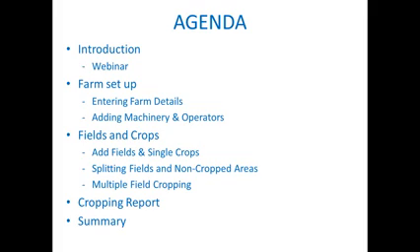Finally, I'll show you what information can be generated out of CropWalker. That's via a cropping report, which gives you information about your field and crops that you can share with your advisor or with your farmer or print for your own records. Then I'll just sum up everything we've gone over and answer any final questions. Just to note, after each section, so after the farm section and then after the fields and crops section, I'll be pausing to try and answer your questions that you're asking throughout the session.